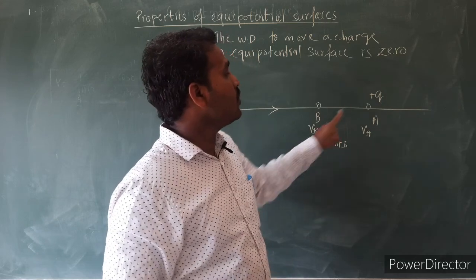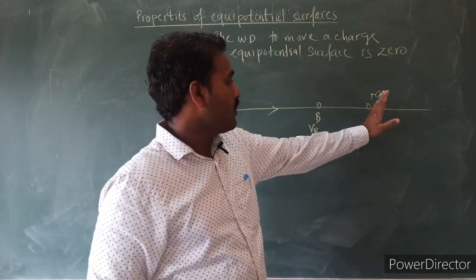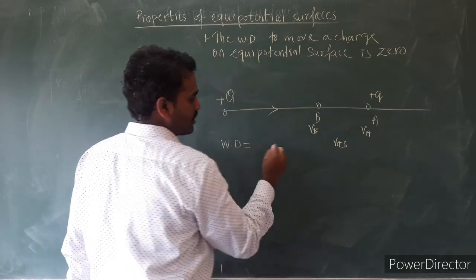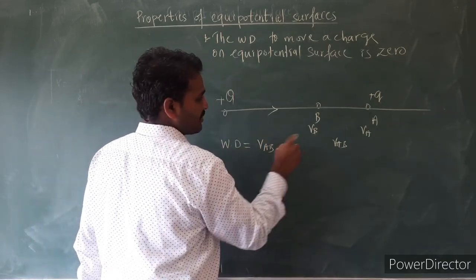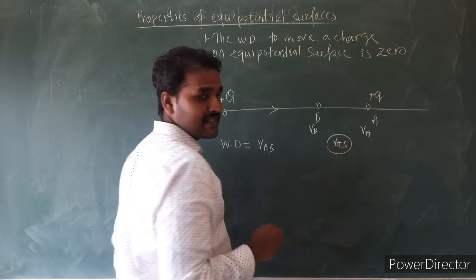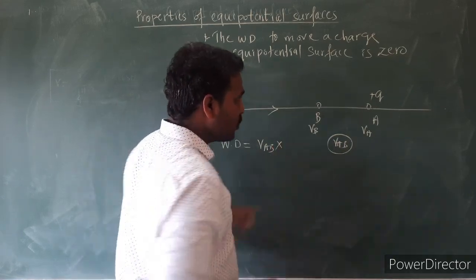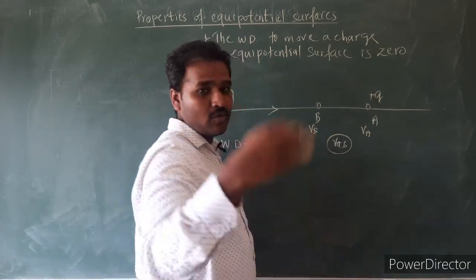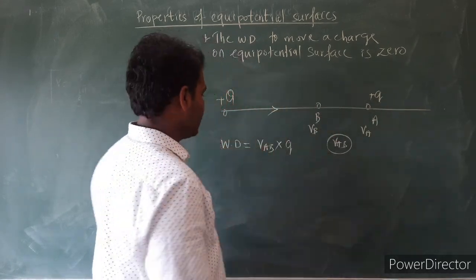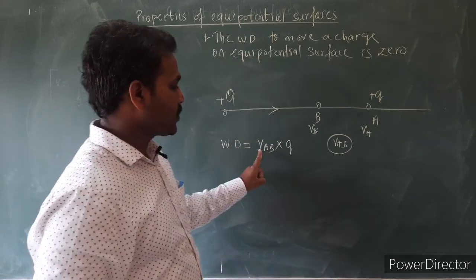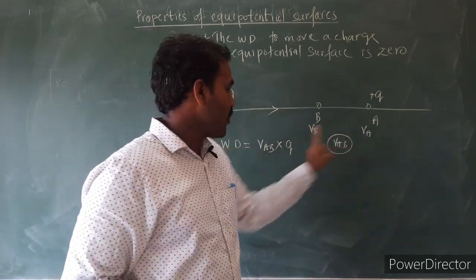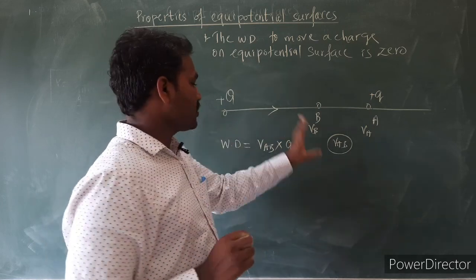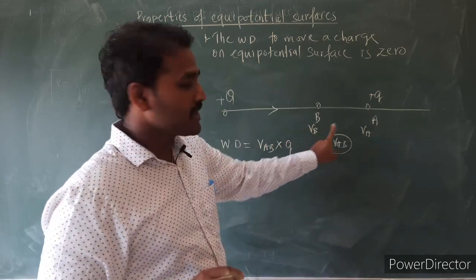And if I want to move a charge of magnitude plus q from A to B, the work done is given by the potential difference between them, VAB, times the magnitude of the charge which we are moving. If the magnitude is more, we have to do more work, is it not? So this work done is given by the potential difference between these two points and the magnitude of the charge. This is basic electrostatic potential difference.